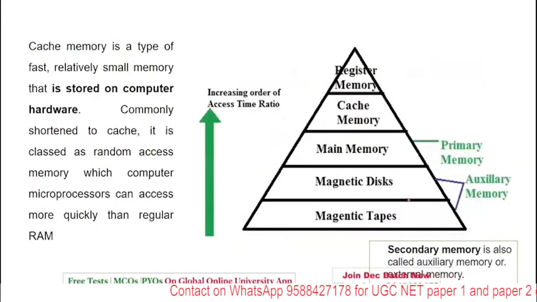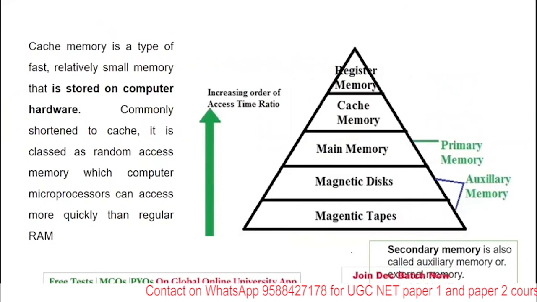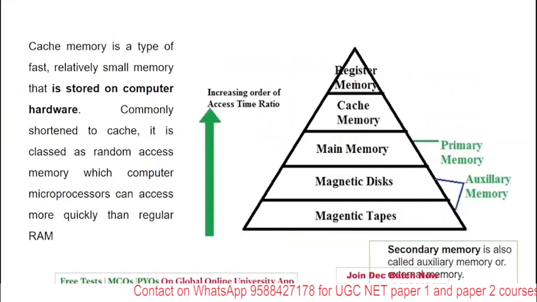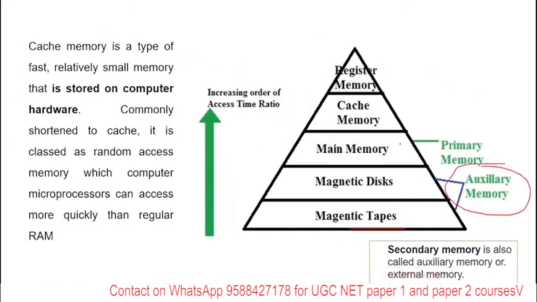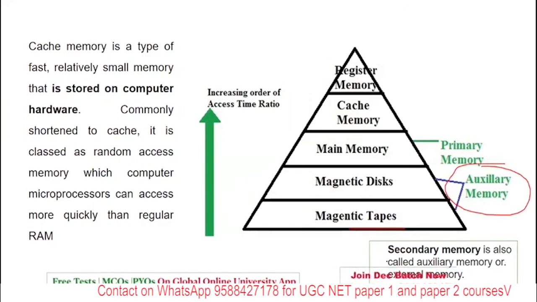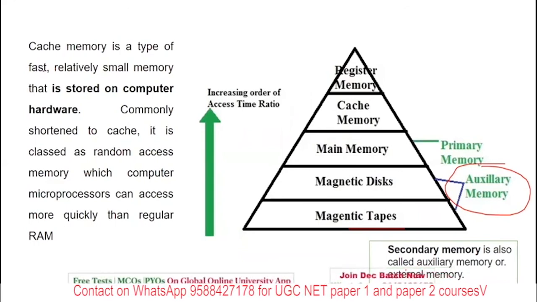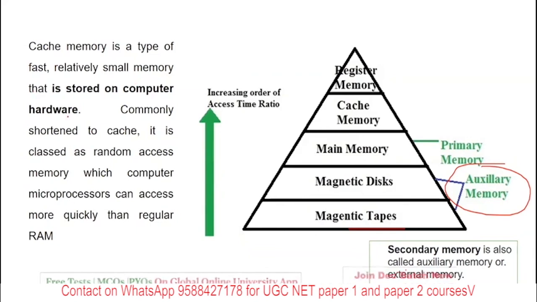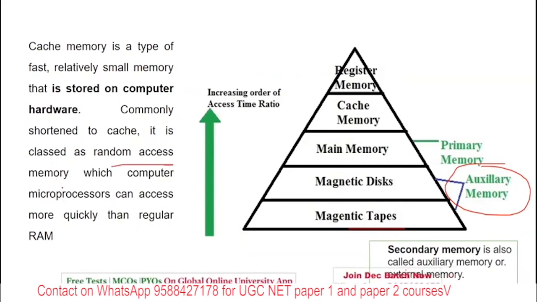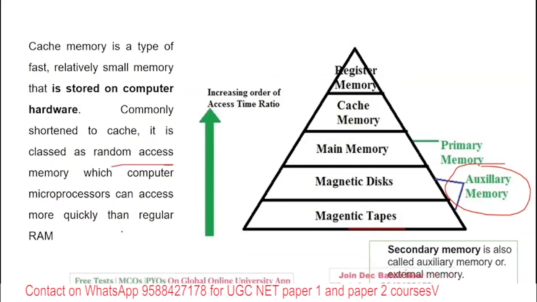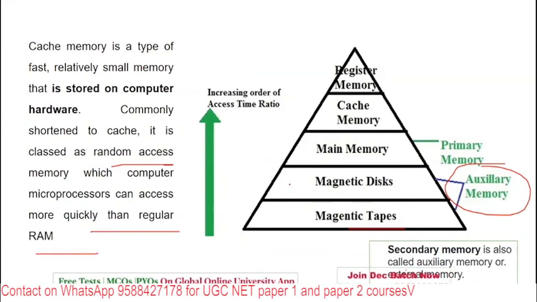Then we have cache memory, which we have started, but let's see the sequence quickly. The increasing order goes with magnetic tapes, disks, main memory, cache memory, and register memory. Magnetic tapes and magnetic disks are a form of auxiliary memory, whereas main memory is a form of primary memory. Secondary memory is also called auxiliary memory, or external memory. Cache is a type of fastest, relatively small memory that is stored in the computer. It is shortened to cache. It is classed as random access memory, which a computer's microprocessor can access quickly compared to the RAM.